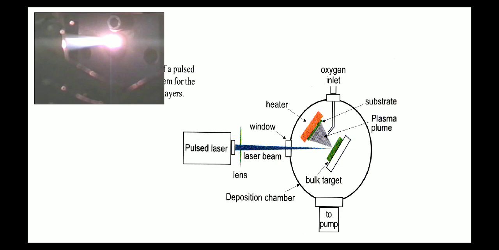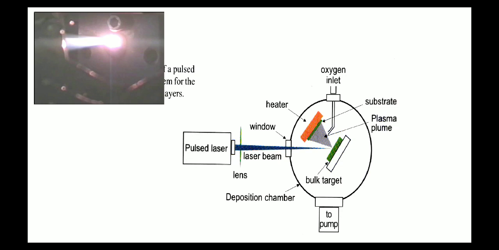Okay, so after sufficient repetition of pulses, there is a formation of plasma. It has a structure which looks like a plume, so we call this a plasma plume because its shape looks like a plume. In that plasma plume, there are elements which are present in the target, and the same elements start to get deposited on the substrate.